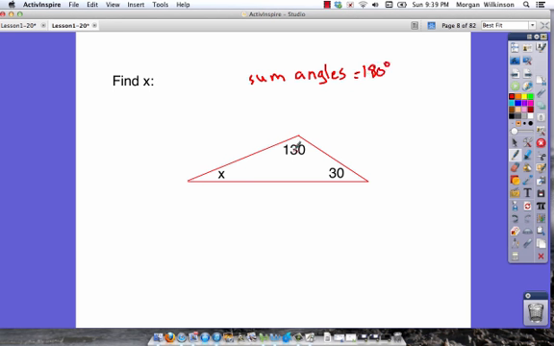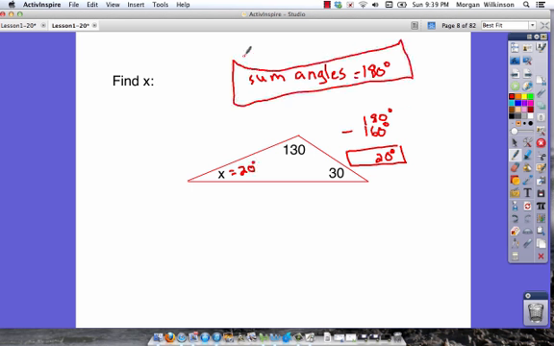So if we know that our obtuse angle is 130 degrees, one of our acute angles is 30 degrees, we add those together, we get 160 degrees, and subtract that from 180, we can find out what x must be. X must be equal to 20 degrees. And we have our final answer. X is equal to 20 degrees. We know that's true because the sum of the angles in a triangle always equal 180 degrees. That's a key thing to know whenever we work with triangles.